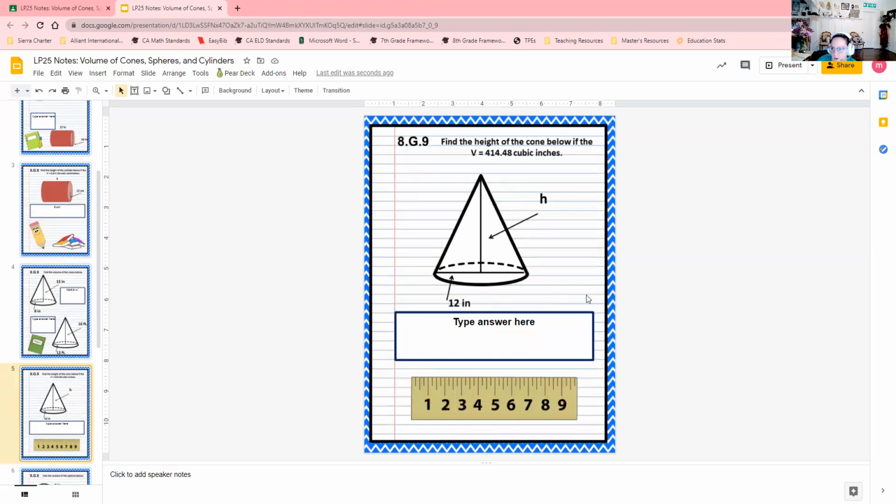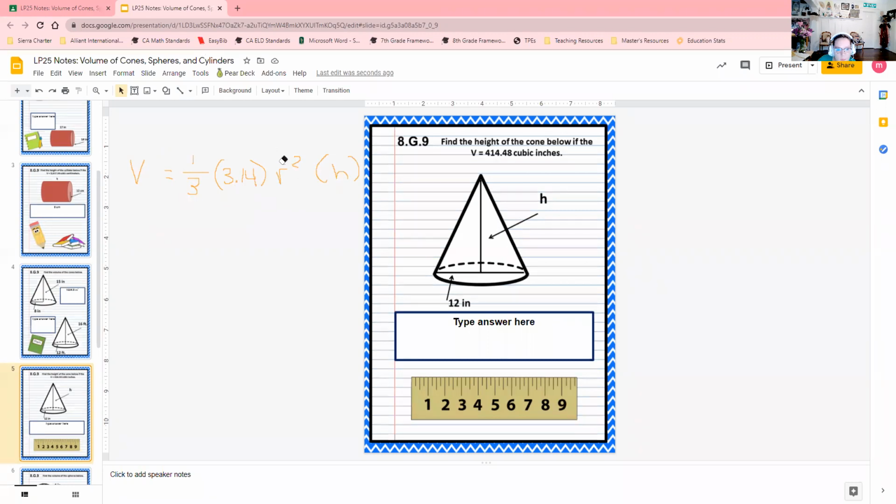Okay, last one here. We're going to be finding the height. They give us the volume. I'm going to help you set this one up, but I want you guys to try and solve it on your own. So remember, volume is 1/3 pi, so 3.14, times the radius squared times your height. Okay, and we're going to start plugging in the numbers that we know.